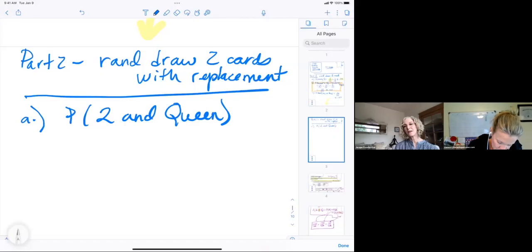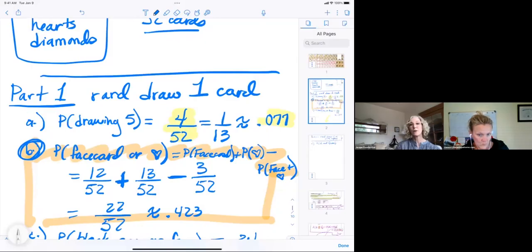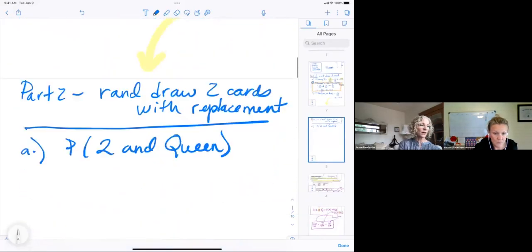Okay, remember I have mentioned that union is "or," intersection is "and." That's what we were using up here for part B: face card or a heart. So we added those options, and we had to subtract off because they were not disjoint. But we added them because we were drawing one card. We were saying, what's the probability that that one card is a face card or a heart? So we added those options for that one.